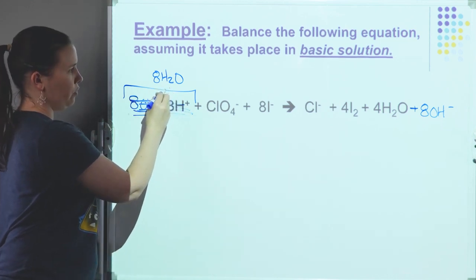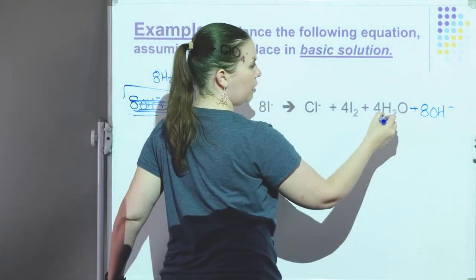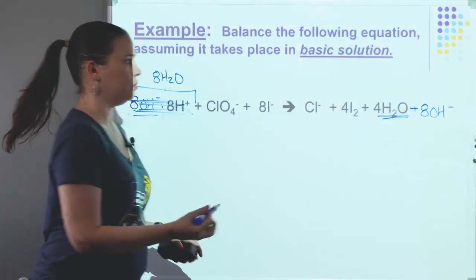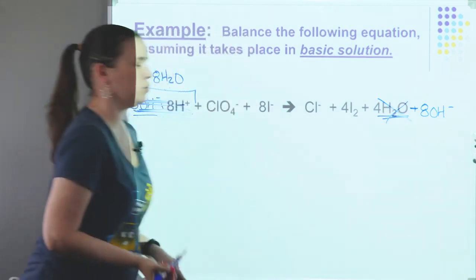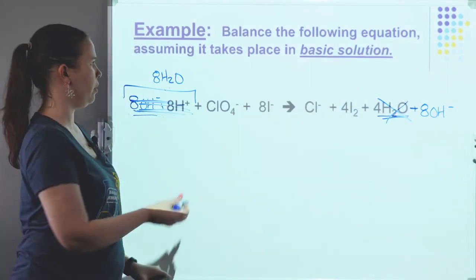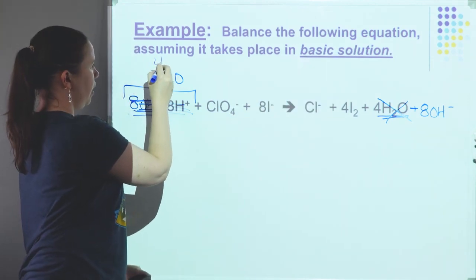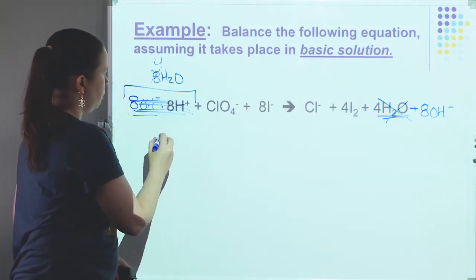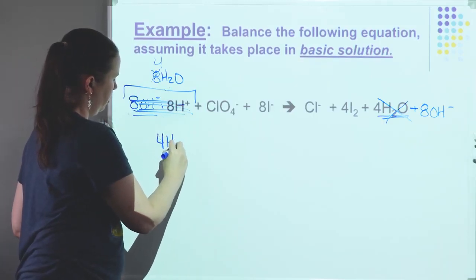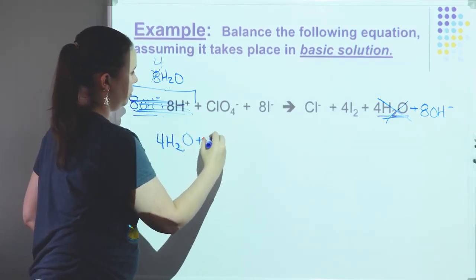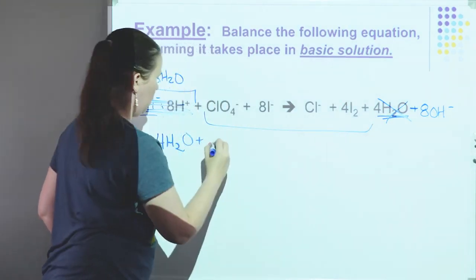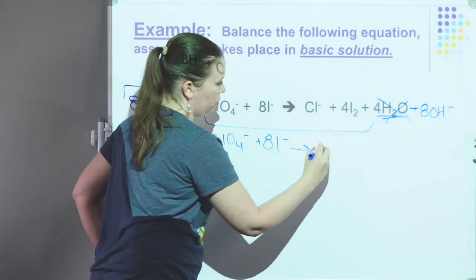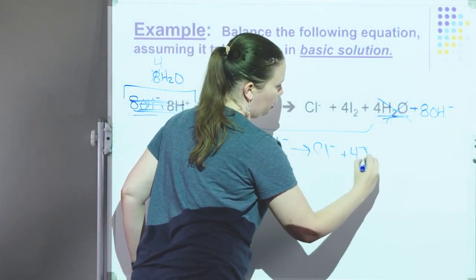There's 8 waters now on the reactant side, but there were already 4 waters on the product side. So we're going to cancel mole for mole, meaning 4 of the water molecules will cancel out, so all of the ones on the product side, and 4 of the 8, leaving 4, would cancel on the reactant side. So I could rewrite this as 4 H2O reacts with, and this part is going to remain the same, the ClO4 minus, the 8 I minus, forming the chloride ion and the 4 iodides.